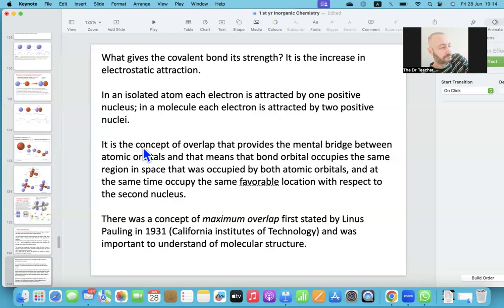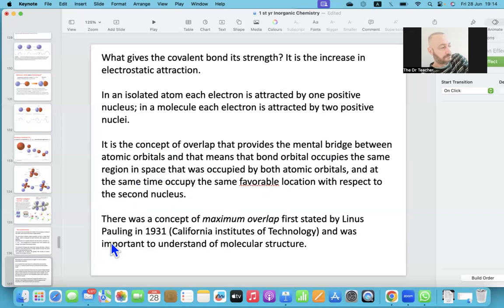Okay, so it is the concept of overlap that provides the mental bridge between the atomic orbitals, and that means the bond orbital occupies the same region in space that was occupied by both atomic orbitals, and at the same time occupies the same favorable location with respect to the second nucleus. So overlapping is very important to build the bridge. Bridge means the link or a bond between the two atoms.